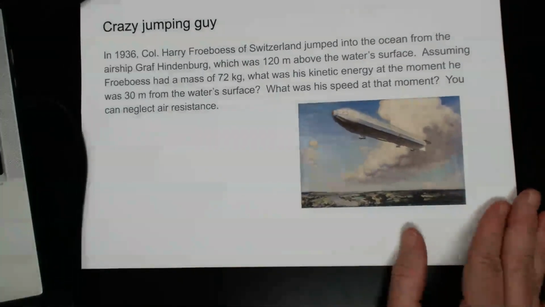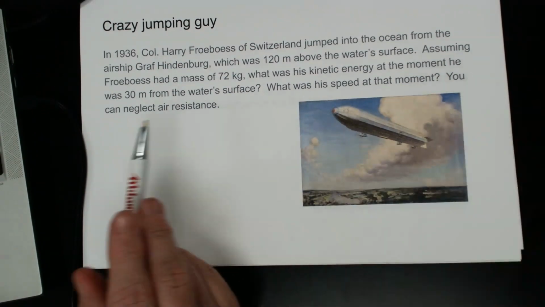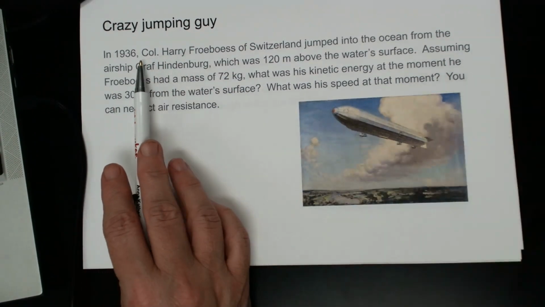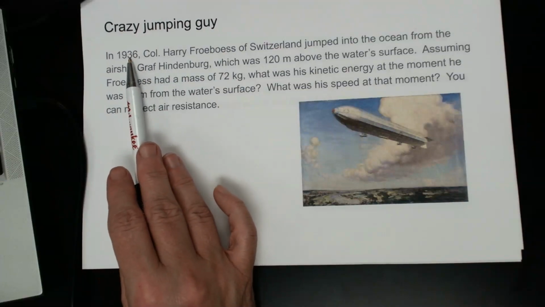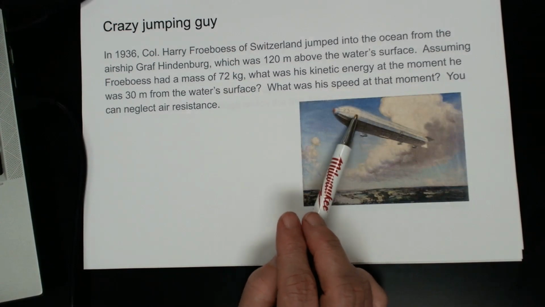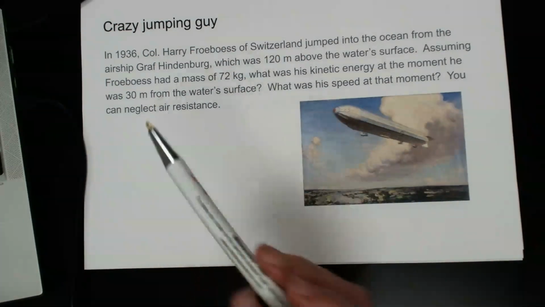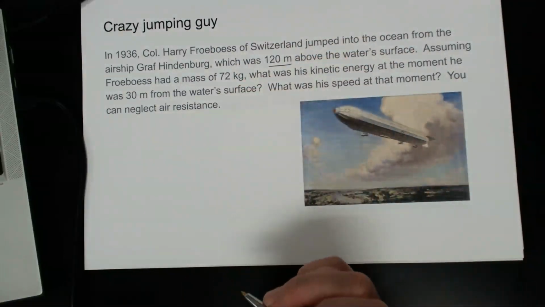Okay, here's the other two problems from today. This one I called Crazy Jumping Guy because I don't know why anyone would do this, but in 1936, this dude jumped into the ocean from an airship. So I just found an image of an airship in the ocean, 120 meters above the water's surface.